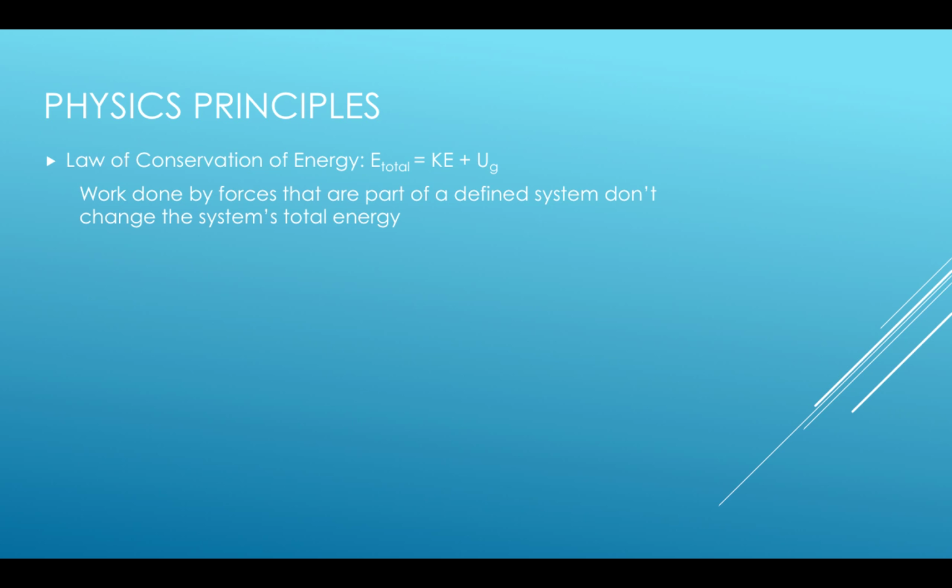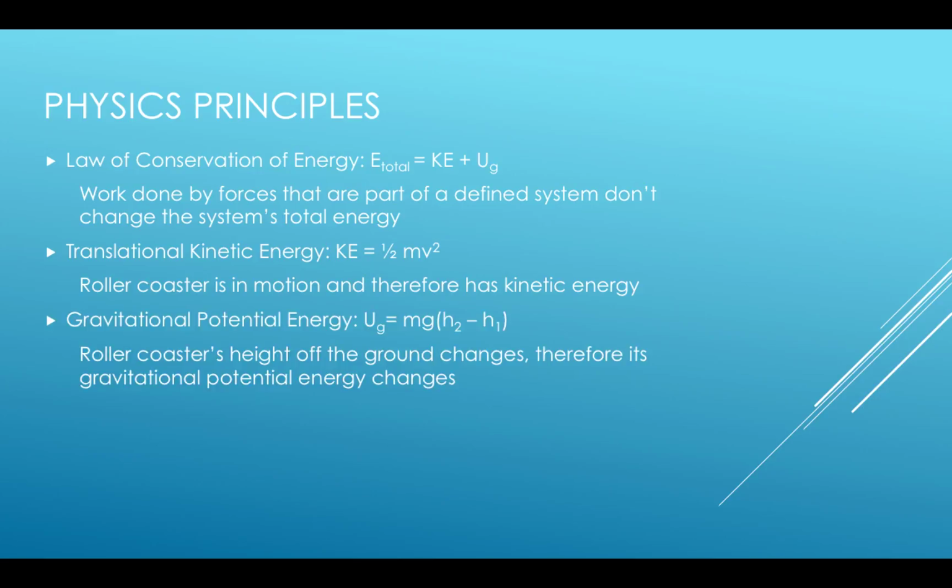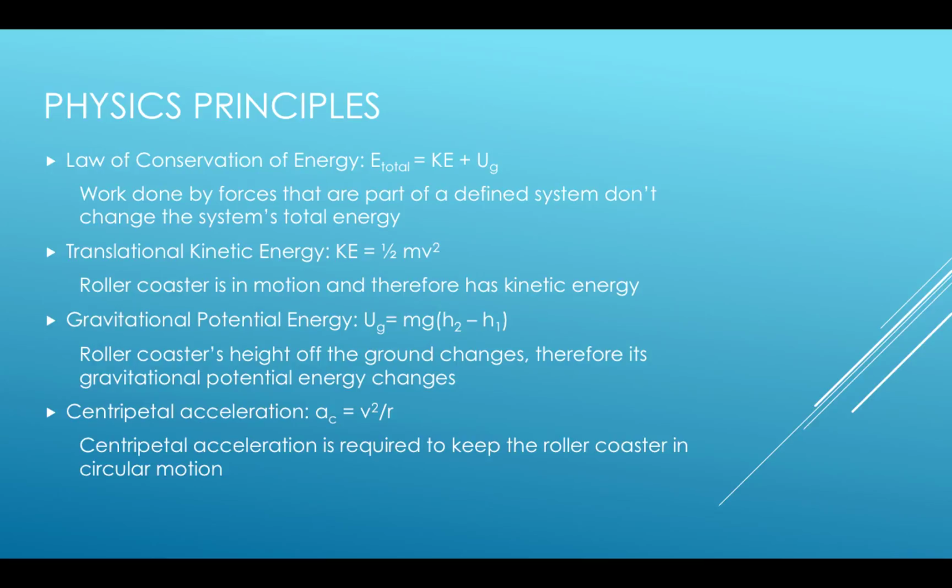The physics principles illustrated include the law of conservation of energy, as work done by forces that are part of a defined system do not change the system's total energy. Because the roller coaster is in motion, it therefore has translational kinetic energy. When the roller coaster's height off the ground changes during its path, the gravitational potential energy changes. The centripetal acceleration is considered in order to keep the roller coaster in circular motion.